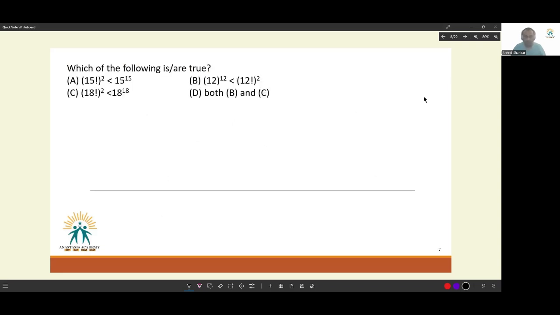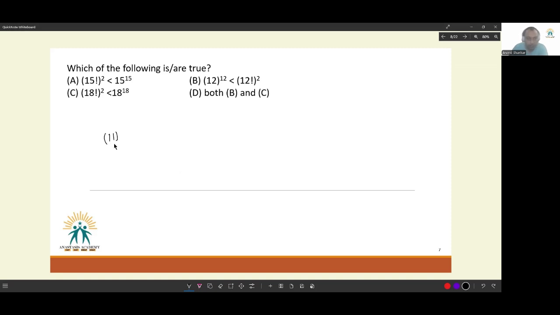Okay, next question. Which of the following is R2? 15 factorial square is less than 15 raised to the power 15. 12 raised to the power 12 is less than 12 factorial square. And 18 factorial square is less than 18 raised to the power 18. So understand the way the options have been framed. They're very similar in nature, so you can potentially identify a trend.